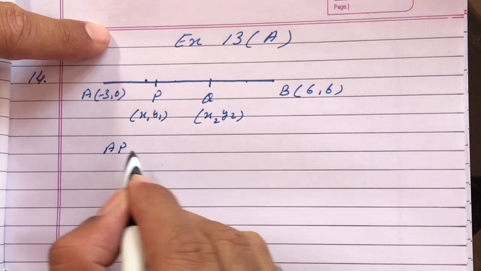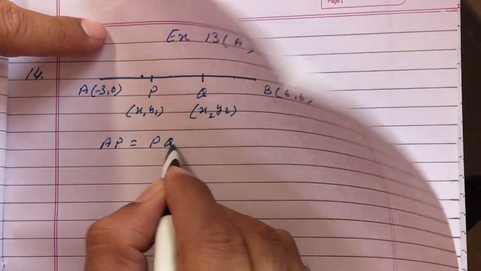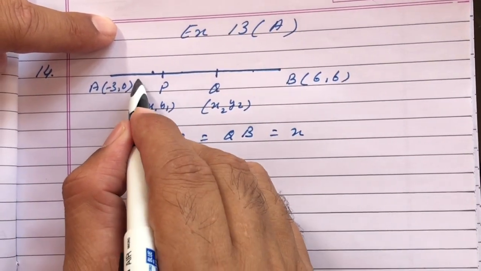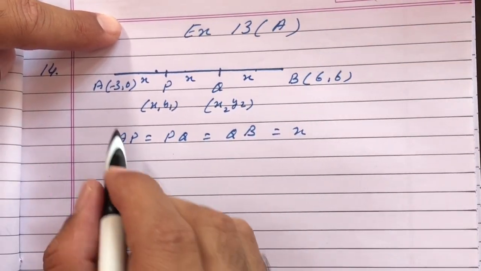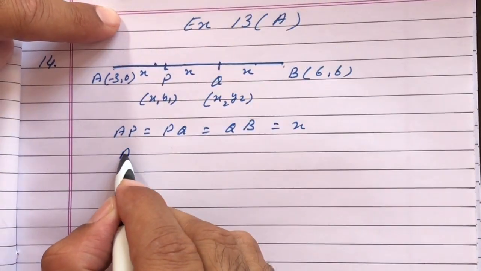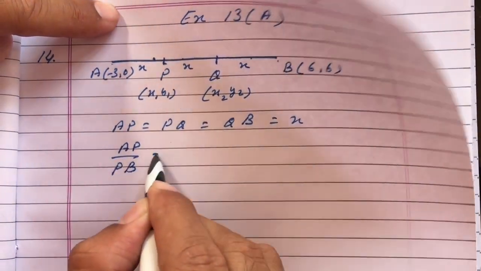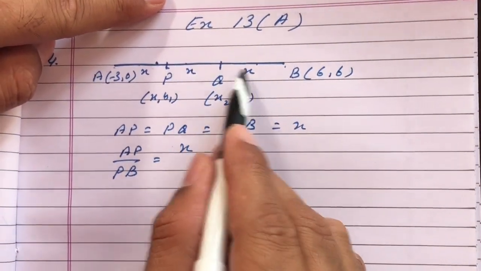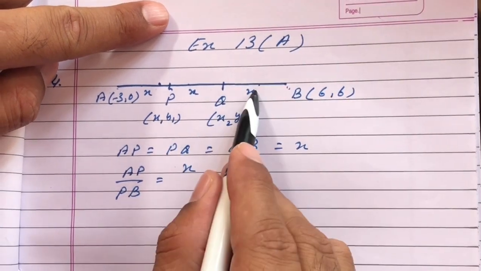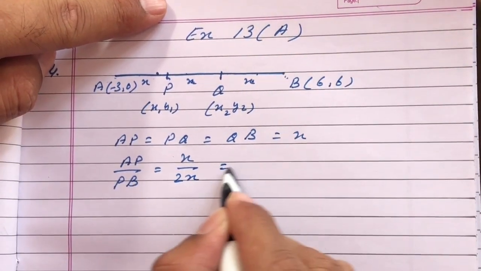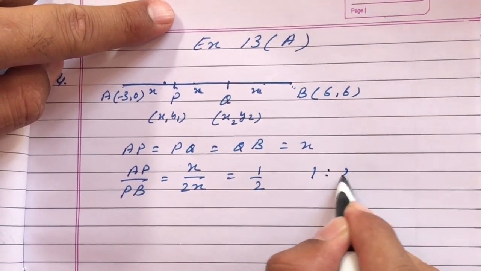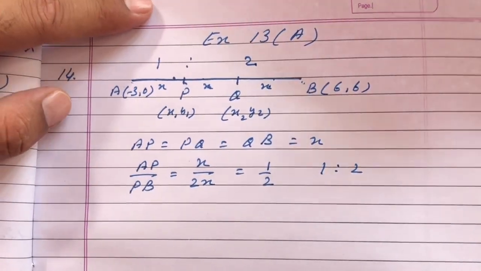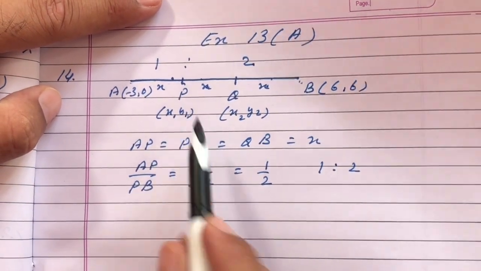What will be AP? Let AP is equal to PQ is equal to QB is equal to x. Let every part be equal to x. Then AP upon PB: AP is x, PB is 2 times x, x plus x. From P to B it is 2 times x. So the ratio of AP to PB is 1:2. Now I have to find x1 and y1 for P.